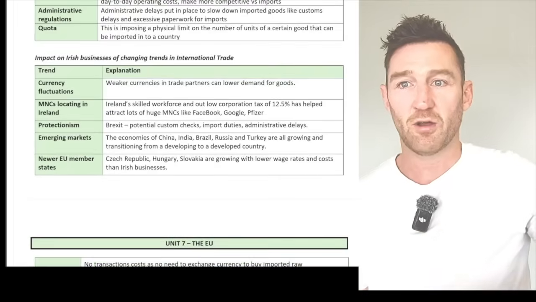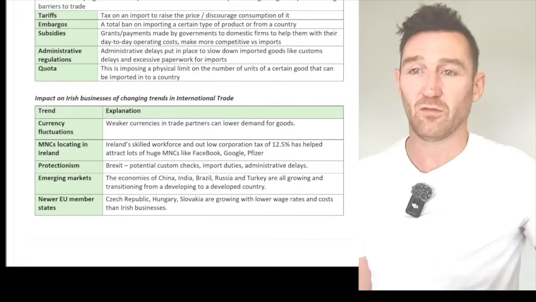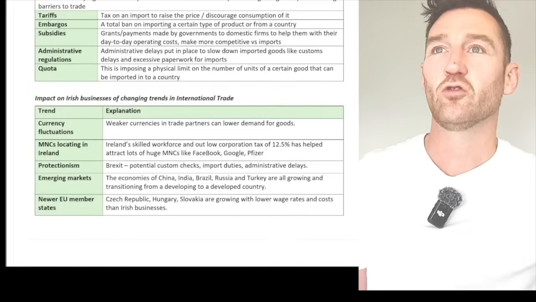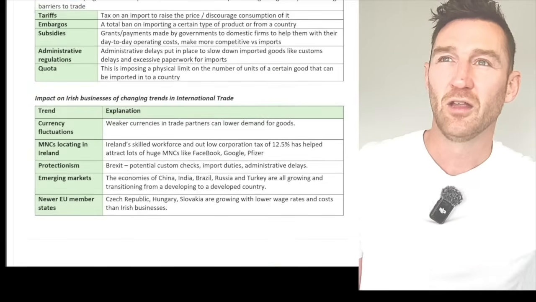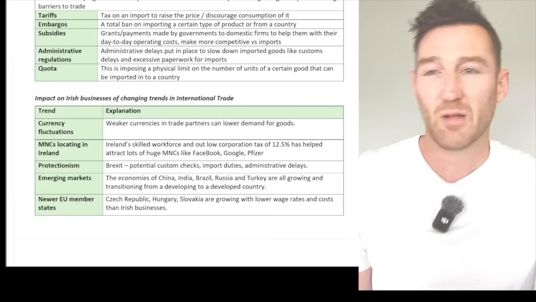I don't want to spend too much time on it. Certainly protectionism is worth knowing about, just in the context of, I know Trump imposed tariffs a bit later than maybe when the exam was designed, but it was still widely reported on, so it's kind of a topical thing.